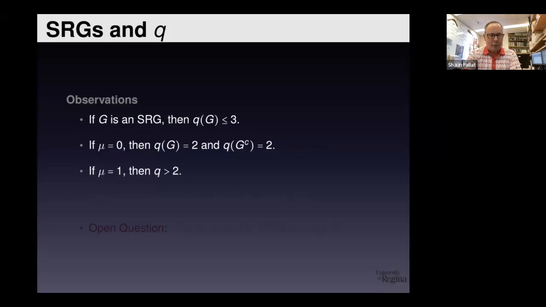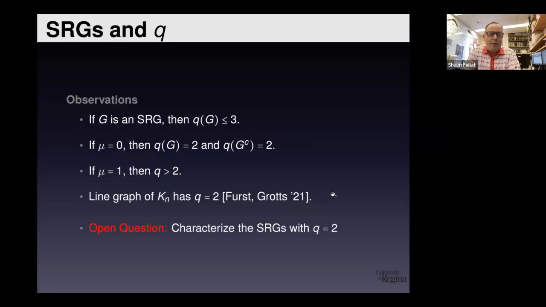And I guess for a while, kind of between me and my blackboard, I had this idea that the graphs in bullet 2 were the only strongly regular graphs that had q equal to 2. And then very quickly, someone told me no, that's not right, because the line graph of the complete graph has q equal to 2, and it's not of bullet number 2 type. And that's done in this paper here by First and Grutz, where they looked at so-called tight frames. So I'll just go ahead and say it out loud then.